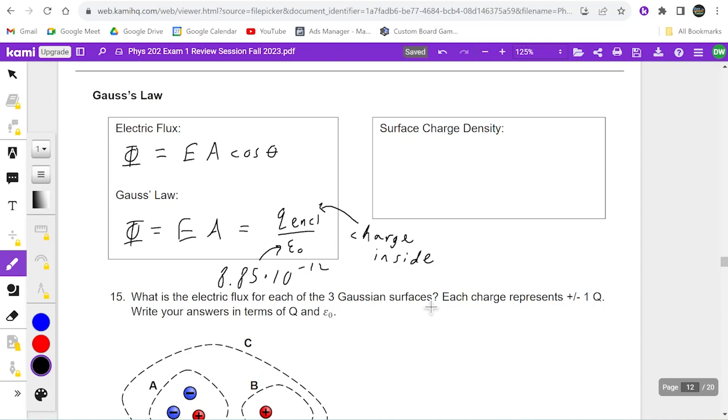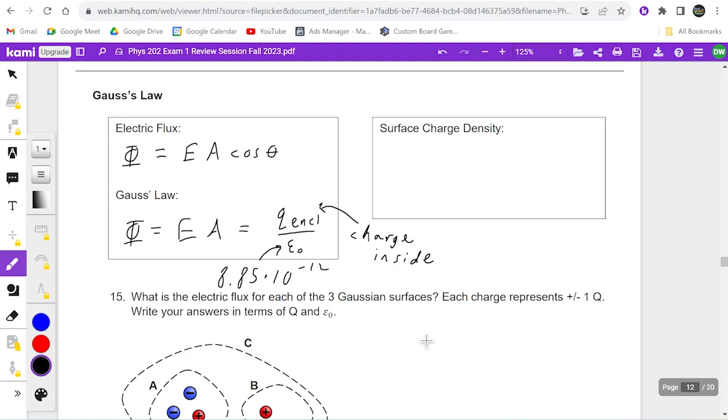You'll also notice that I left out the cosine theta. Why? Because when we use Gauss's law, you are not going to need cosine theta. If you do, something went horribly wrong. So basically, you use Gauss's law when picking a surface that you don't have to worry about the angle. If you do have to worry about the angle, it's not Gauss's law, it's just electric flux. Okay? Any questions with the equation?